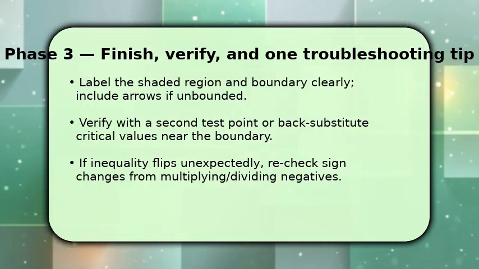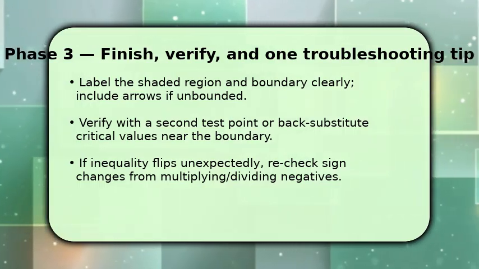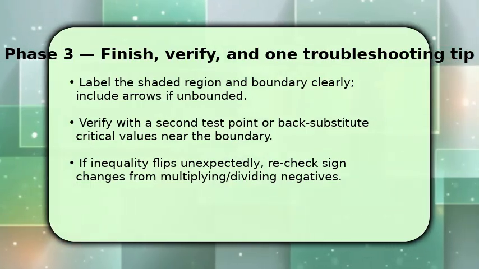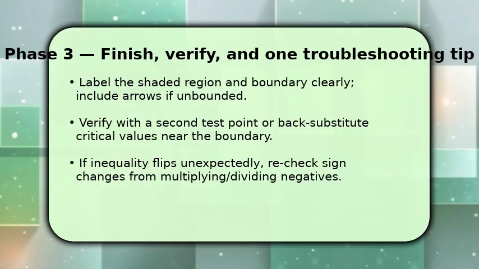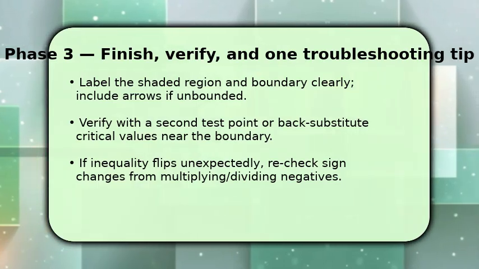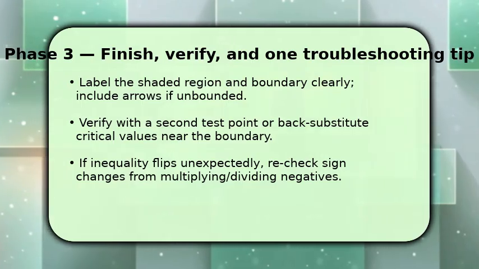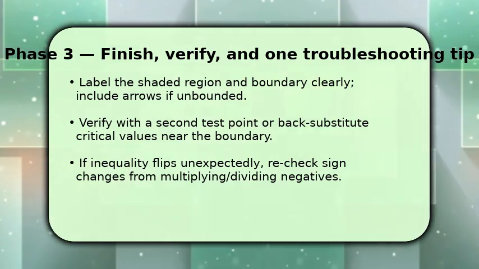Make sure to verify by substituting 1 or 2 additional points near the boundary. This catches mistakes. If results contradict expectations, recheck any steps where you multiplied or divided by a negative number. Those operations require you to flip the inequality sign, and that's the most common error.